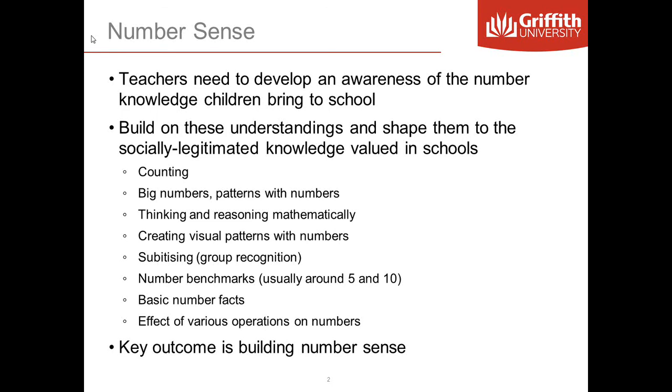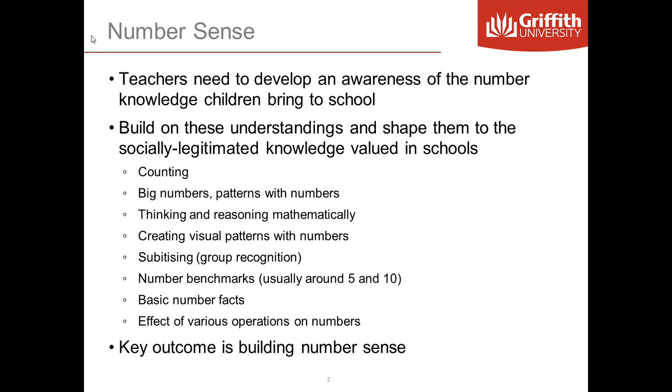What you do need to do is recognise what young children have in terms of number knowledge and then shape it into the socially legitimated knowledge that we value in schools. So coming to understand where the children are coming from and then building on that knowledge so that they start to align with what we see in the national curriculum is really important.